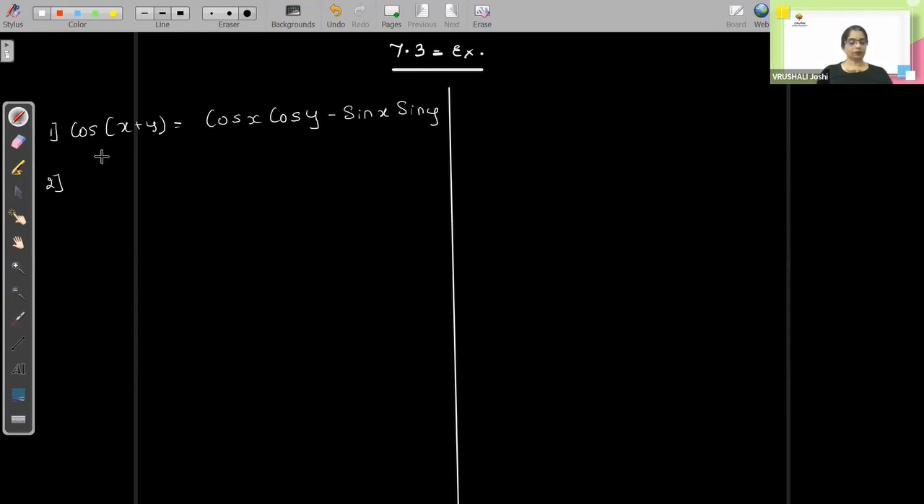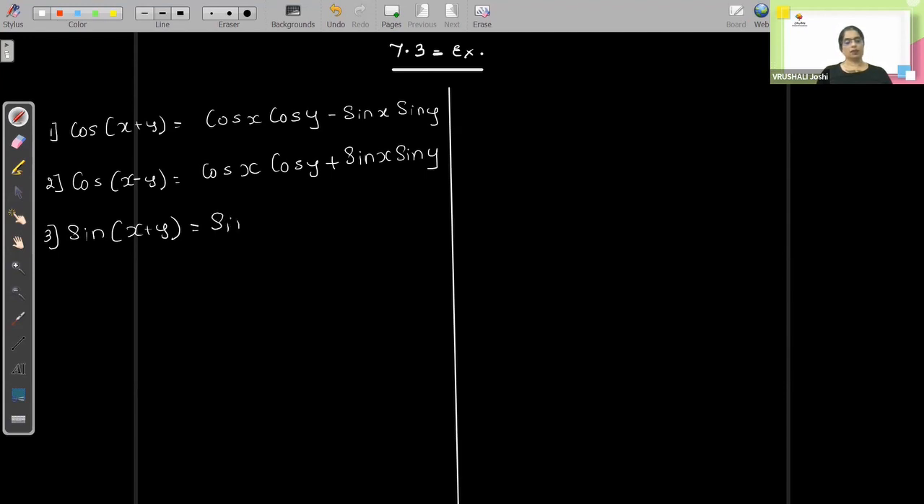Second is cos x minus y. Cos x minus y, that is equal to cos x cos y plus sin x sin y. Third one, sin x plus y is equal to sin x cos y plus cos x sin y.